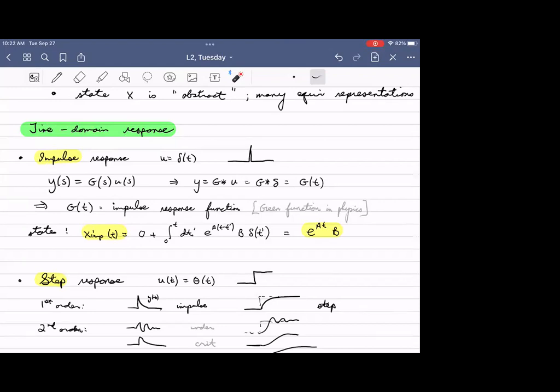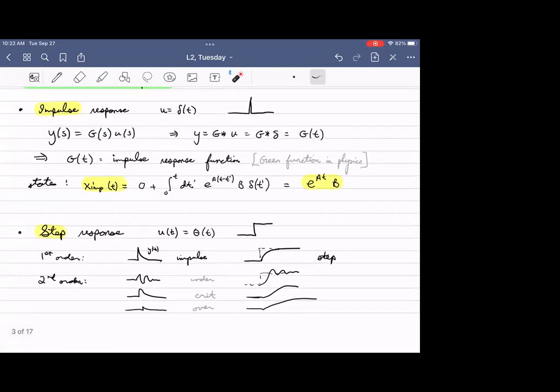In terms of the state space notation, what happens to the states? Well, we can just stick delta of t into the integral in the general formula that we found, assuming zero initial conditions. And so this then just gives, we evaluate t prime as zero, so this just gives e to the At times B. So this would be the state impulse response function.